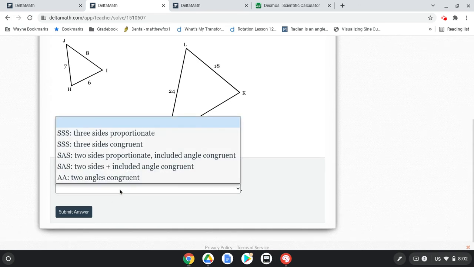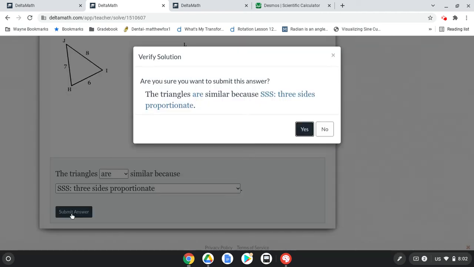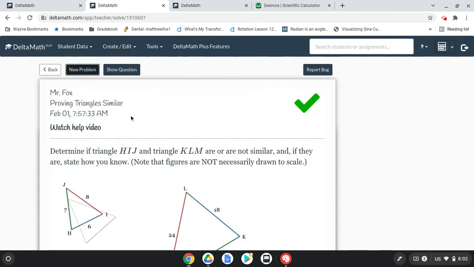And our reason is side, side, side. Now this is where we've got to be careful. The 3 sides are not congruent. They are not exactly the same. They are proportionate. There's a proportion. Each time we multiply the small one by 3, we get the big one. So we submit that, and we're done.